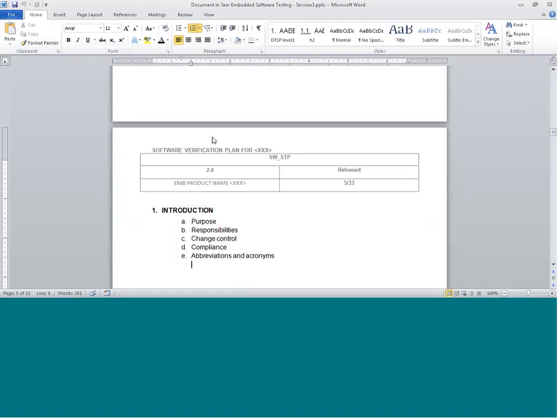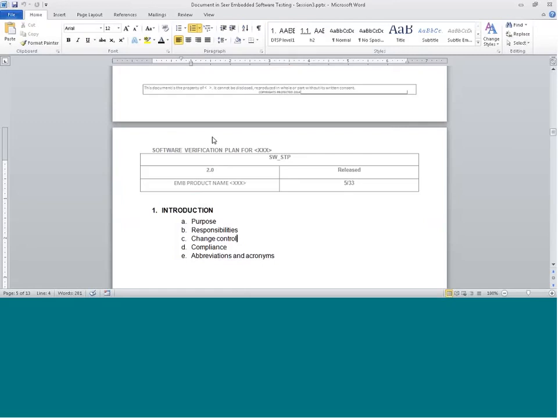So in the introduction, we are going to introduce the purpose of the test plan. What are the responsibilities? What is the change control? What is the compliance? And we are going to have abbreviations and acronyms. I have not put any text under this because these are all implied or understood.